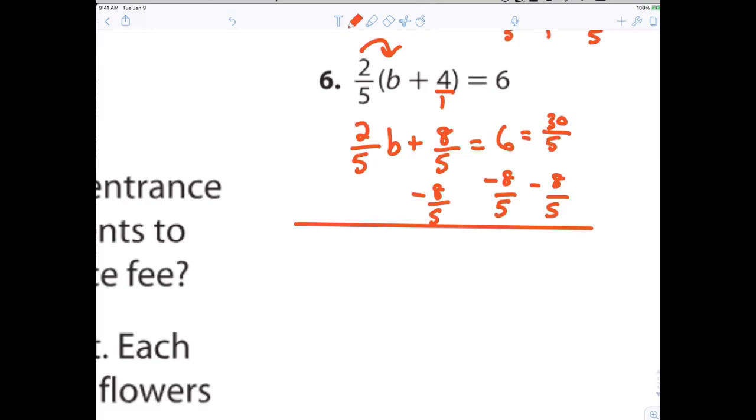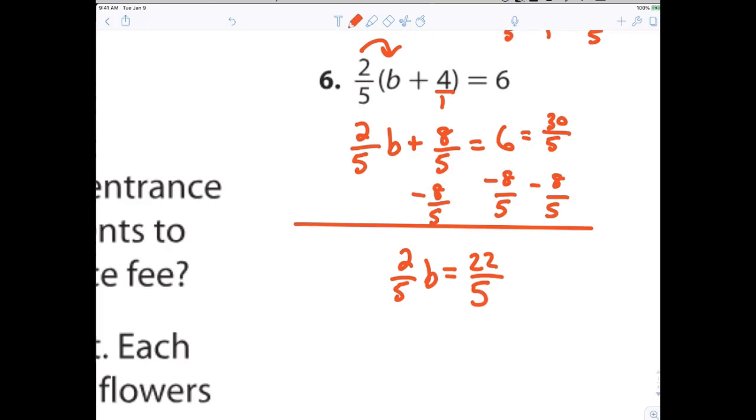Everybody agreeing with me on that? So what's 30 over 5 minus 8 over 5? Tell me. 22 over 5. So now I have 2/5 B is equal to 22 over 5. Does anybody agree with this? Come on now, Thomas. You got to keep up with me. I mean it.